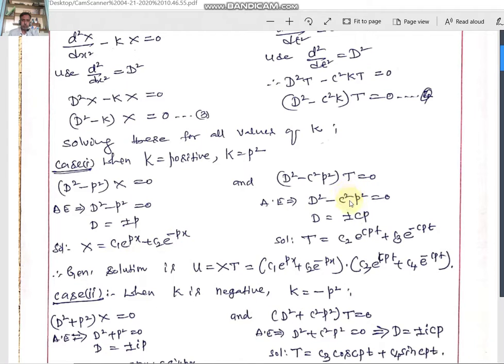So in the second equation, k was taken as p square. So the auxiliary equation is d square minus c square p square. Solving this, two roots, plus cp and minus cp. So write the complementary function. Take the product of these two solutions. U is equal to x into t is equal to this. So this makes the general solution when k was positive.